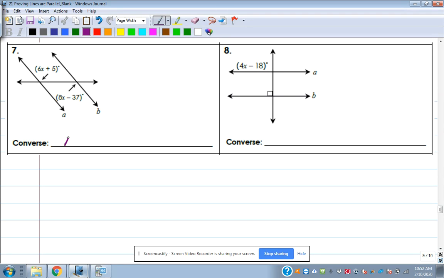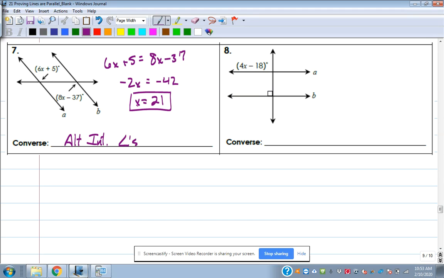Alternate interior, good job. So they are equal to each other. That's 21. Number 8. Corresponding.